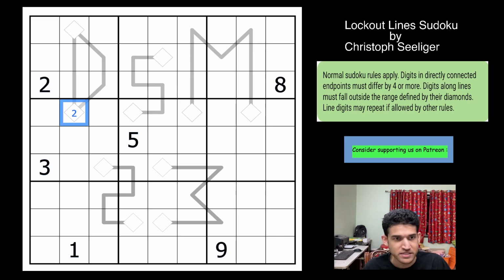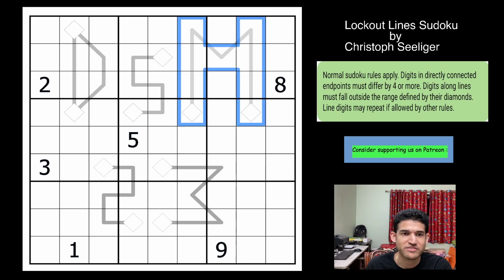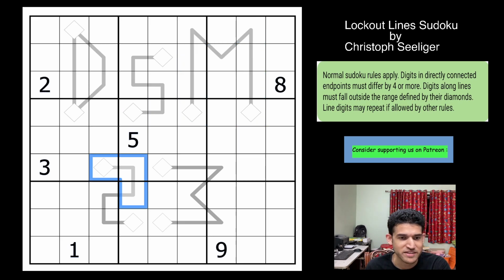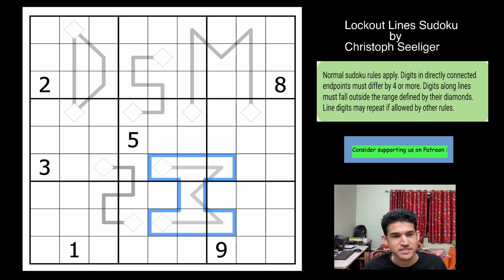And as I mentioned at the start, the Sudoku has a really pretty theme. You can see the letters D, S and M. Deutsche Sudoku Meisterschaft 2023. Excellent theme and looks so beautiful. So let's start the Sudoku.